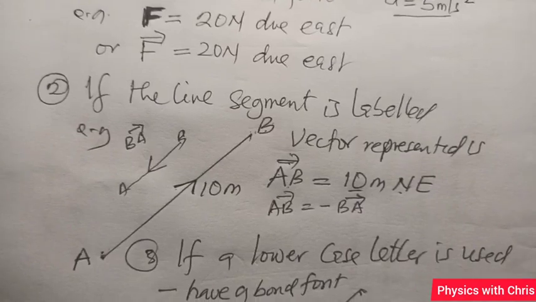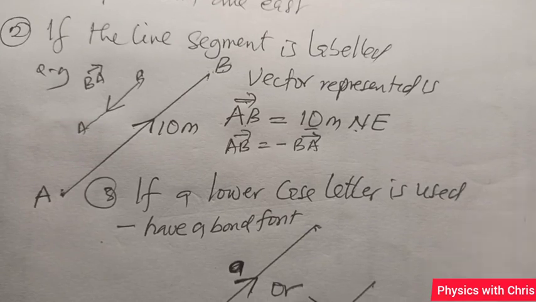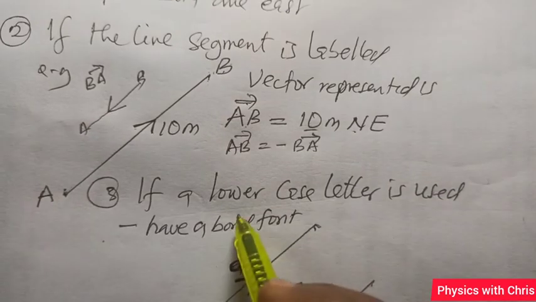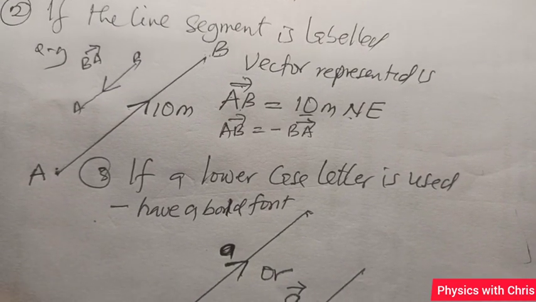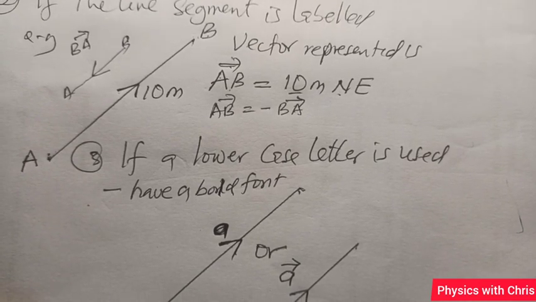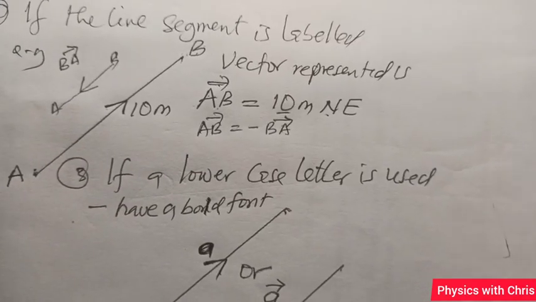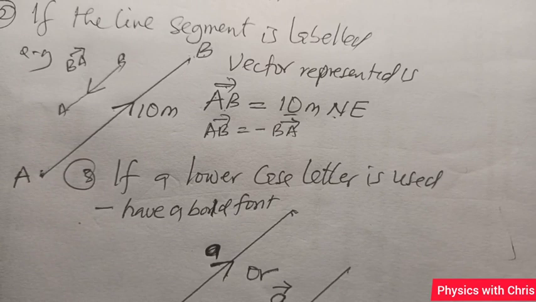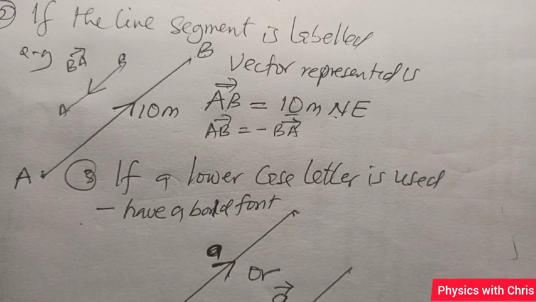Now, if a lowercase letter is used instead, that lowercase letter must be written like this, having a bold font, or if I use a lighter font, then I must place an arrow over the letter a. So this is how a vector quantity can be represented in symbols, so that in any mathematical or physical equation, you should be able to distinguish between the vector quantity and a scalar quantity just using the symbols alone.